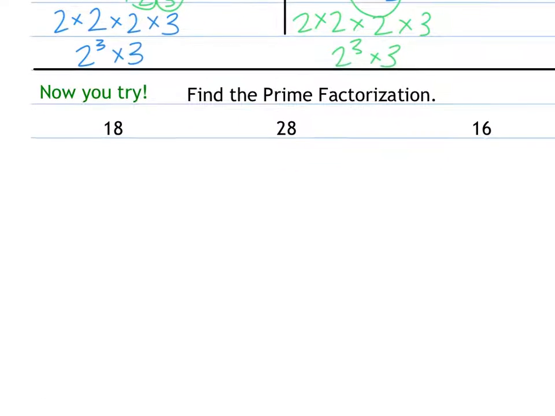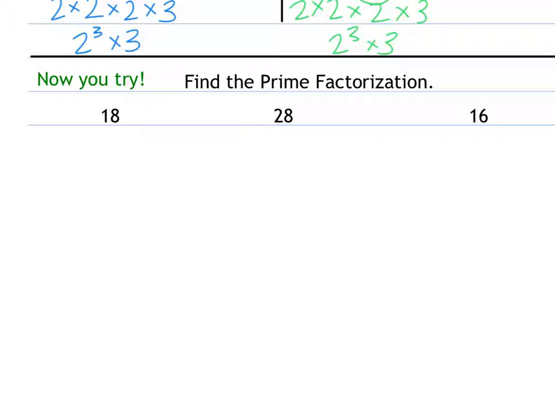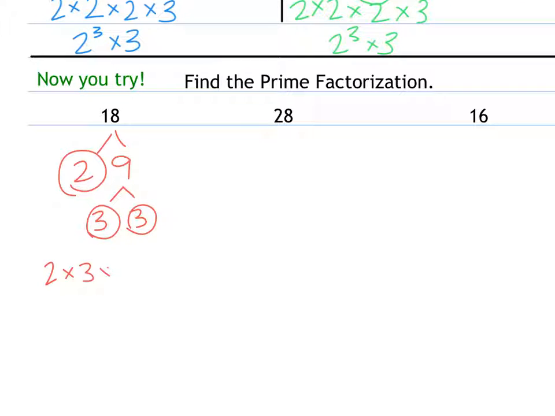All right, we've got 3 examples here for you to try. Come back and check or watch along if you don't feel comfortable yet. So starting with 18, we're going to split this into 2 numbers. I'm going to do 2 and 9. Okay, 2 times 9 is 18. 2 is prime, so I circle it. Now on to the 9. That can be split between 3 and 3. Both of those are prime. So we have 2 times 3 times 3. Or in exponential form, 2 times 3 squared, because there's 2 3's on there.